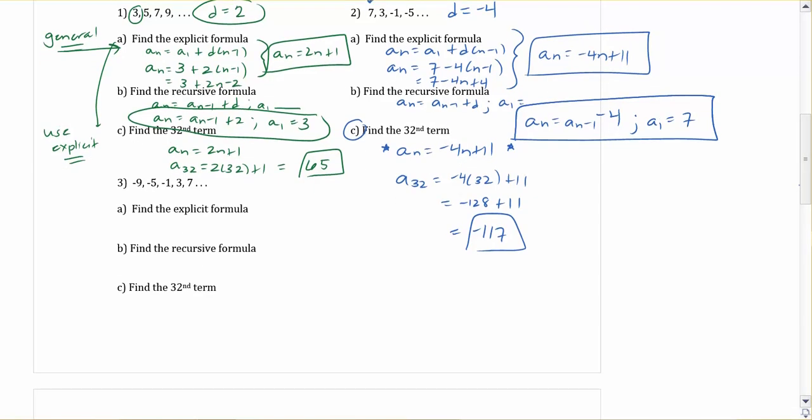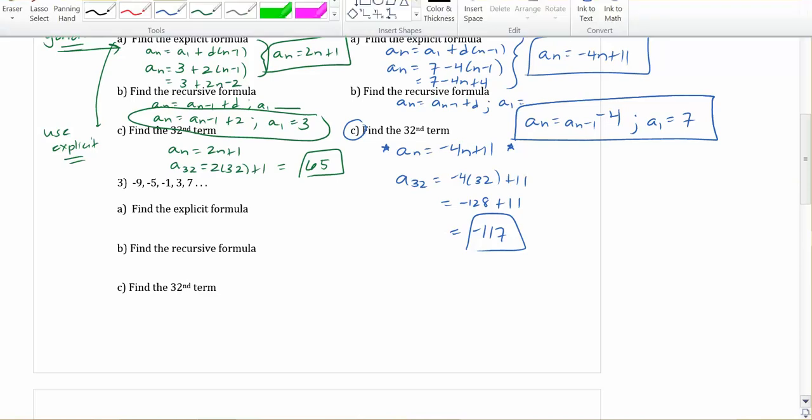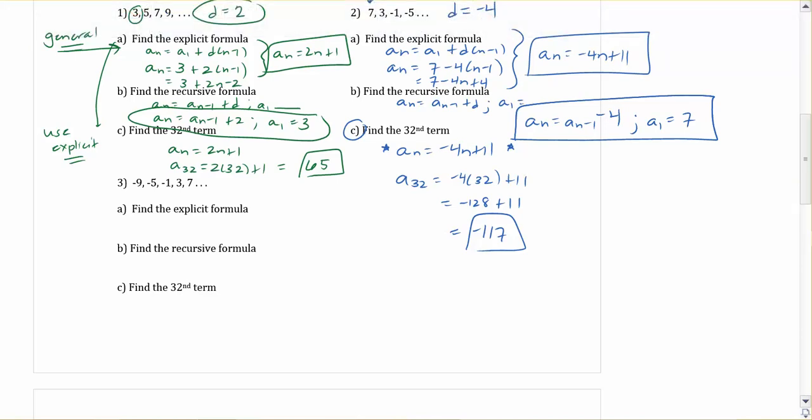Okay, I'd like you to try and pause the video and try number 3 on yourself. Find the explicit, the recursive, and the 32nd term. All right, explicit formula. Again, on your paper, on your notes, I better see that you're putting in the general formula because that's the way it's going to help you memorize it. To find the explicit formula, I need my first term and my common difference. So I have my first term. My common difference, if I look, I'm going up 4.